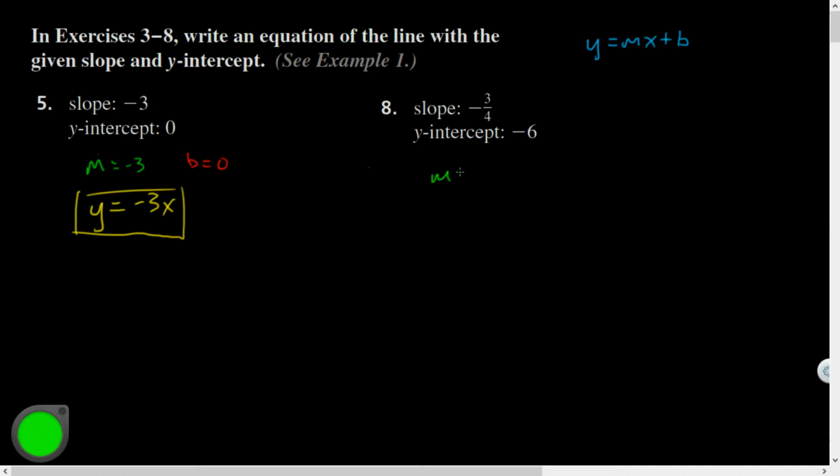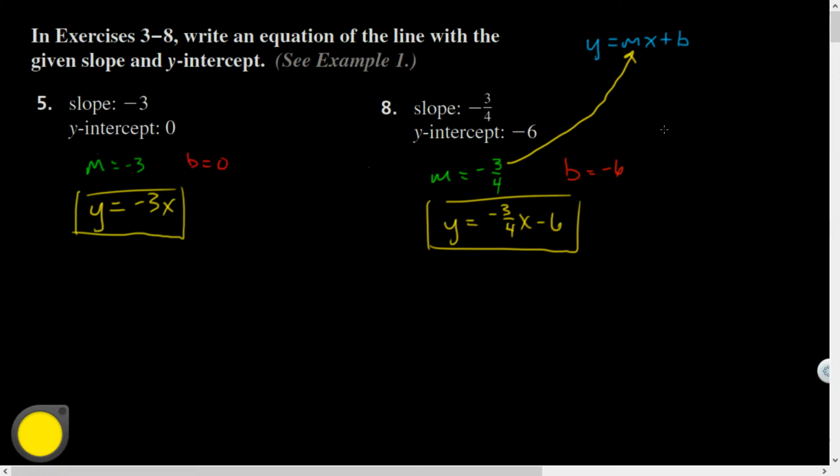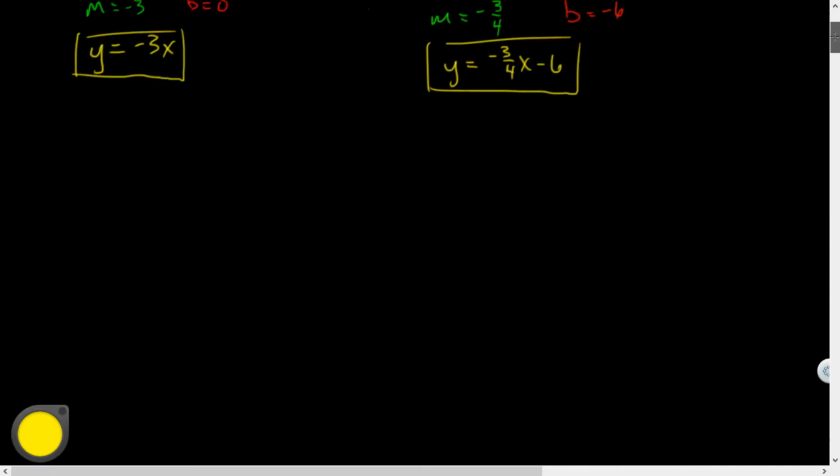Over here, let's see, m is equal to -3/4. All right, that's my slope. My y-intercept is -6, and I get y equals -3/4 x minus 6 as my equation. So find the slope, find the y-intercept, and then I just take those things and plug them into their slots. That's it. Not bad. All right, let's pick it up a notch.